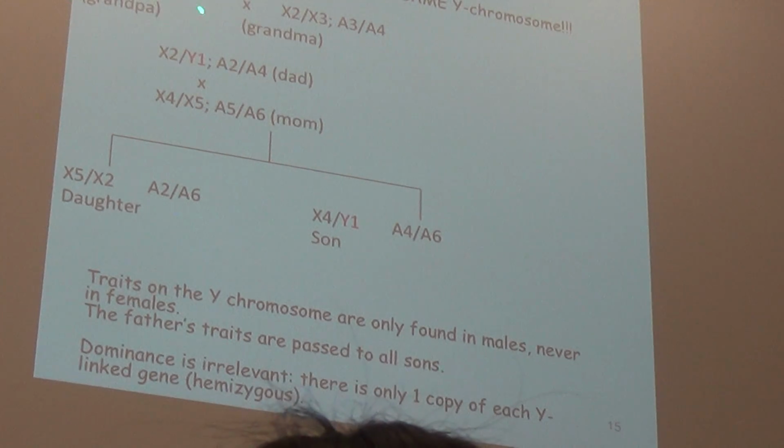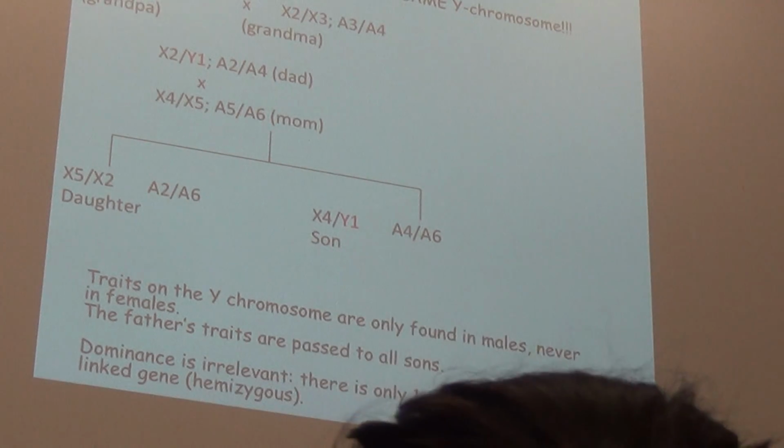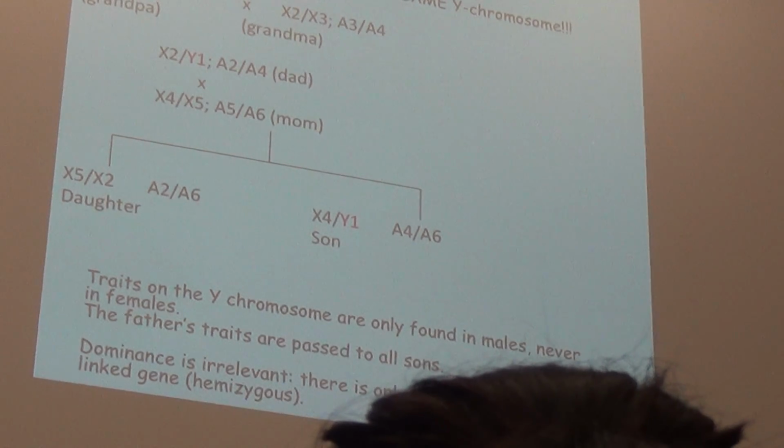So imagine a grandfather, this grandfather here, has an X chromosome, let's call it X1, and the Y chromosome, let's call it Y1. Okay? We'll ignore the autosomes, A1 and A2. Forget about the autosomes, not important.